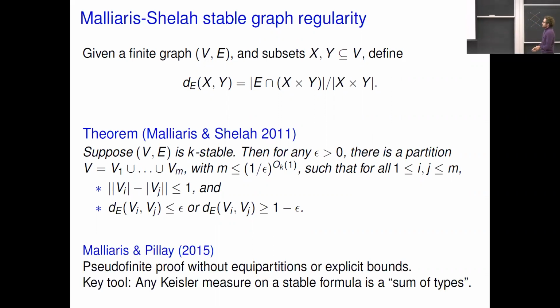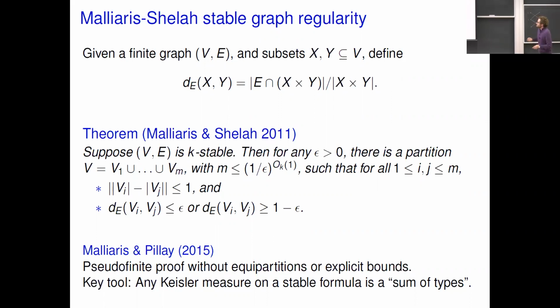Okay. And then there's also a later proof of this by Malliaris and Pillay, using pseudo-finite methods that work at a more general setting of talking about Keisler measures on structures and stable formulas, but doesn't give equipartitions or explicit bounds due to the use of ultraproducts. And a key model theoretic tool in that work was the fact that any Keisler measure on a stable formula is a quote-unquote sum of types. It's okay if you don't know what that means, but if you've heard of it before, we'll be talking about an analog in a couple of slides.